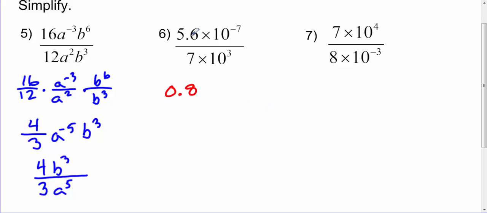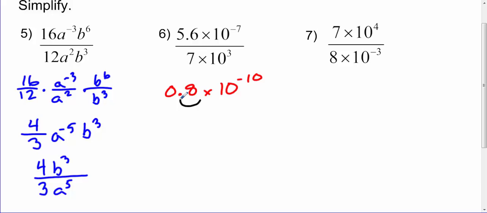Some of you may have said, well, I could just do 5.6 divided by 7, and I'd have 0.8, and I don't know what you were talking about, and that's great. If you did that and thought ahead, that's lovely. Keep doing that. All right, then 10 to what power? Well, negative 7 minus 3, that's negative 10. That looks great. Everything's right, except note the scientific notation situation.